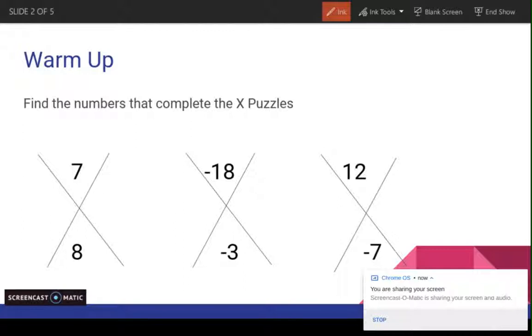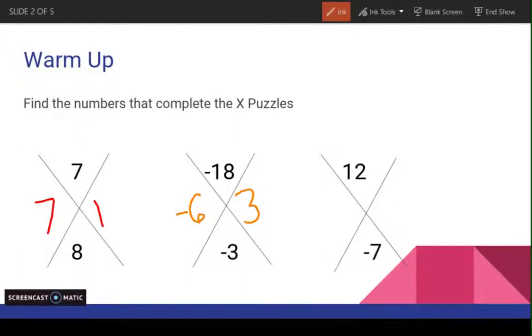So for this first example, two numbers that multiply to 7 and add to 8 would be 7 and 1. For the next example, this time we have a negative. We have negative 18 and negative 3. So this is going to give us a negative 6 and a positive 3, because negative 6 times 3 is negative 18, but negative 6 plus 3 is negative 3. And then for the last one, 12 and negative 7 will give us a negative 4 and a negative 3.